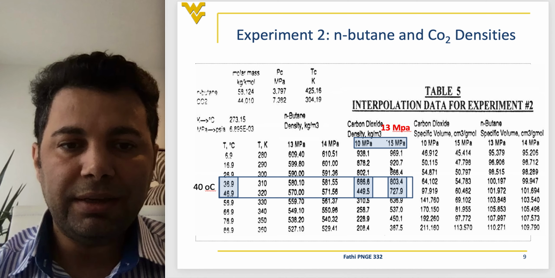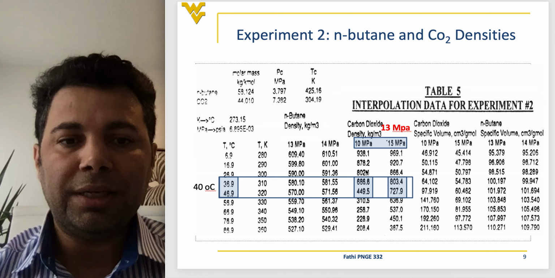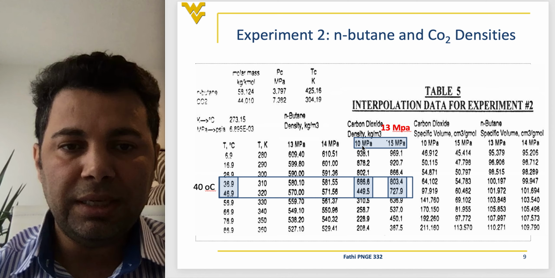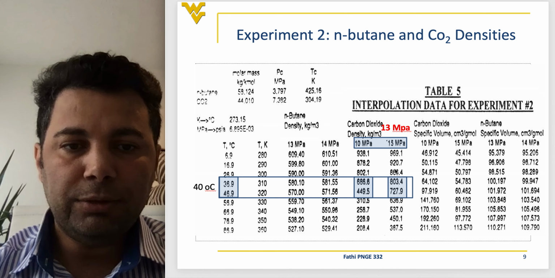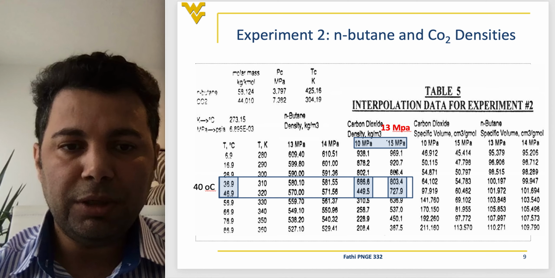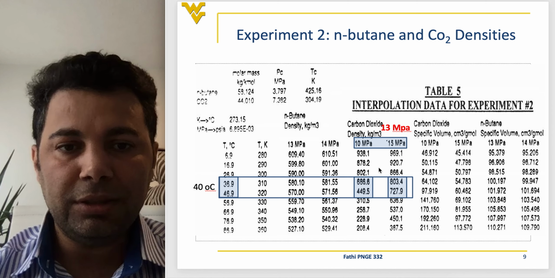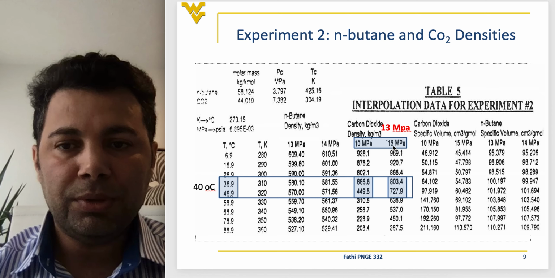So now you have the density at the right temperature, but not at the right pressure. Then you say, I have it at 22 degrees C and 10 megapascal, and I have it at 22 degrees C and 15 megapascal. What if I wanted to find the density at 22 degrees C and, let's say, 13 megapascal? So you need to do another linear interpolation between 10 megapascal and 15 megapascal to get the right density.